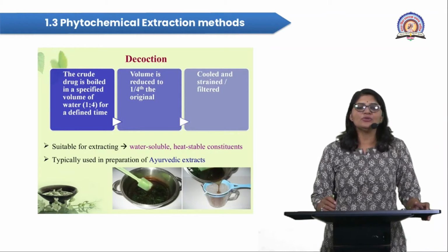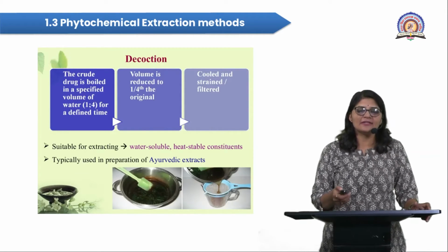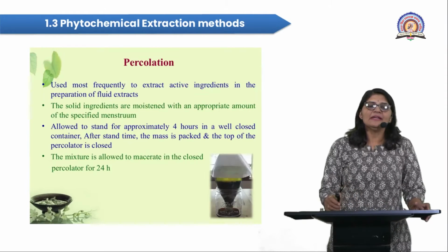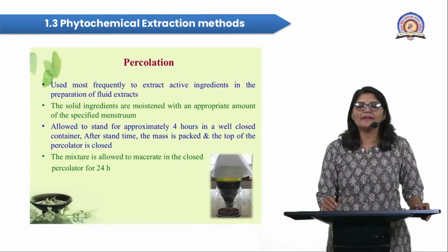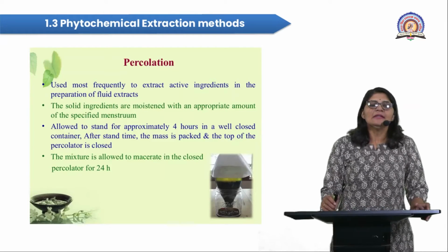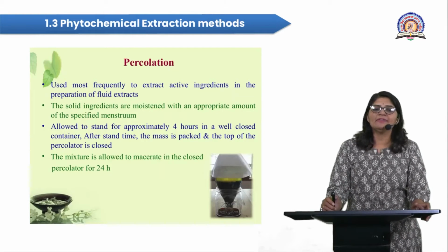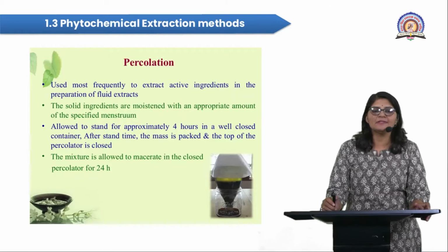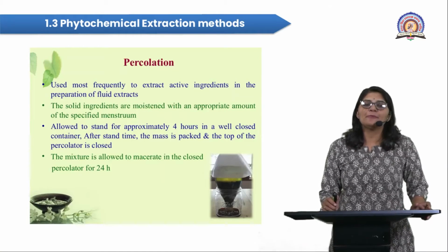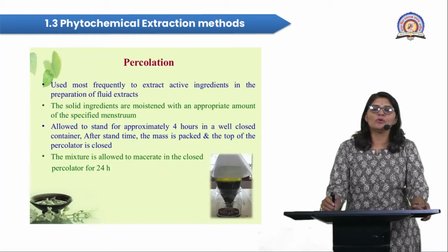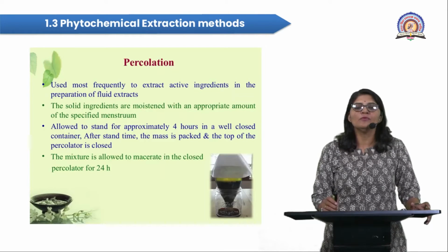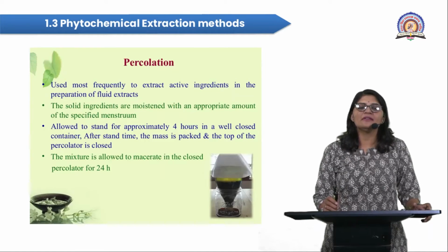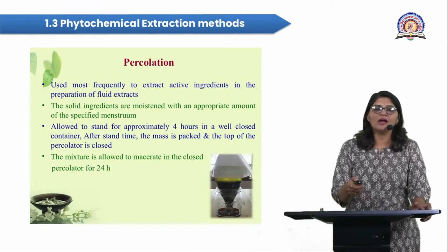And typically it is used in the preparation of Ayurvedic extracts in Ayurveda. Then percolation is used most frequently to extract the active ingredient in the preparation of fluid extracts. The solid ingredients are moistened with the appropriate amount of the specific menstruum and allowed to stand for approximately 4 hours in a closed container. After the standing time, the mass is packed and the stop of the percolator is closed, and the mix is allowed to macerate in the closed percolator for 24 hours.